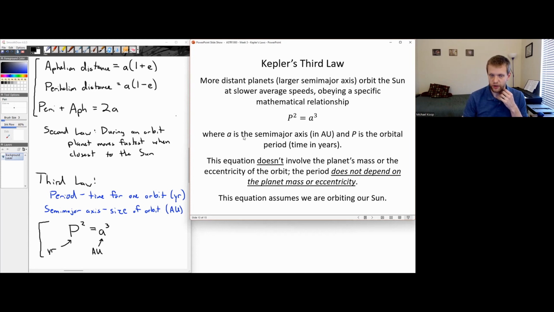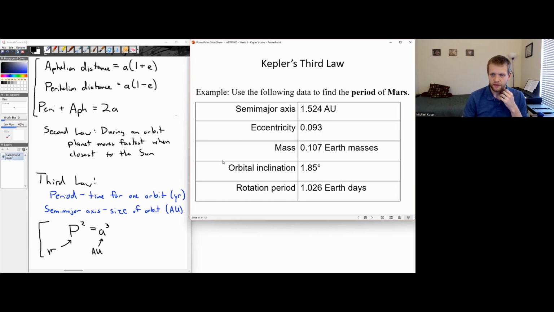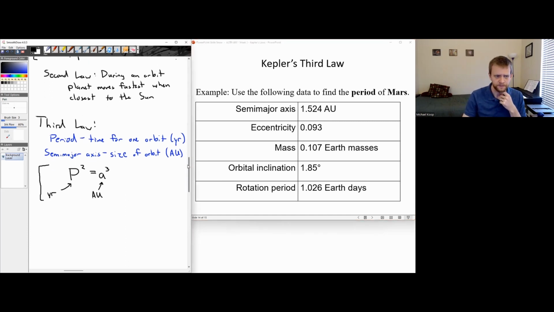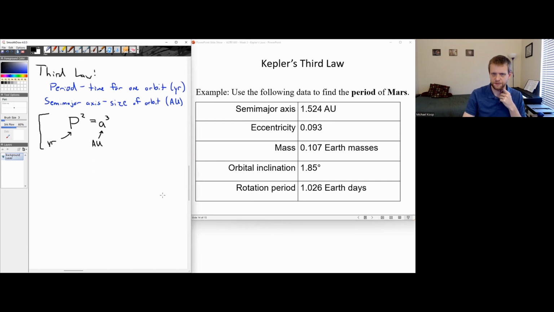Again, this equation assumes that we are orbiting around the sun. Let's say we've got the following data, and we want to find out what is the period of Mars's orbit around the sun. We know the semi-major axis, we're given that. We know the eccentricity of the orbit. We know the mass of Mars compared to the Earth. We know the orbital inclination, which is basically how tilted is Mars's orbit compared to Earth's orbit. And we know the rotation period. So let's play around with this.